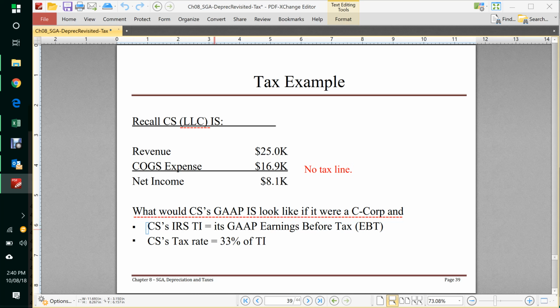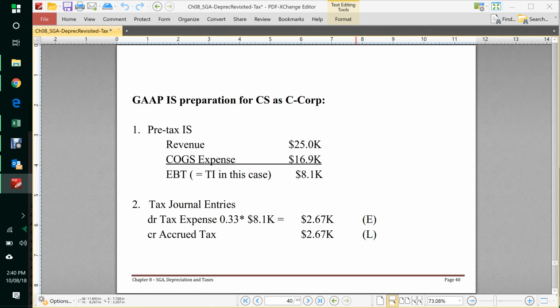And two things happened. Their taxable income was equal to their GAAP earnings before tax. We want to do that just to keep things simple. And let's say their tax rate is 33% of taxable income. So let's check this out. In this case, when you're a C Corp, doing your income statements is a two-step process.